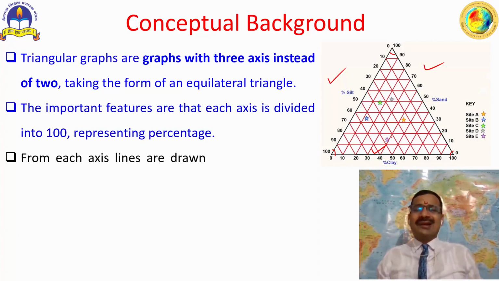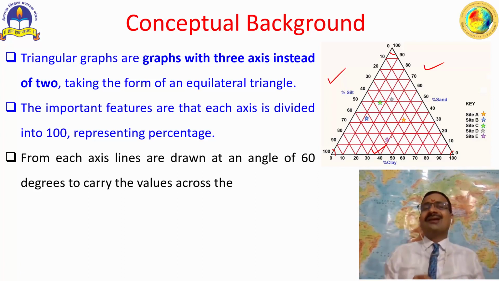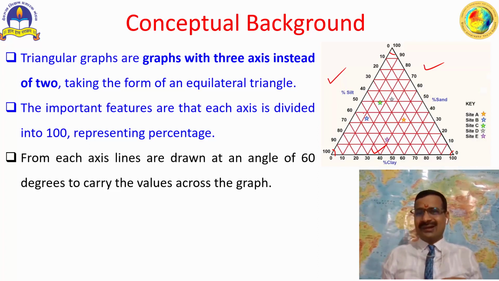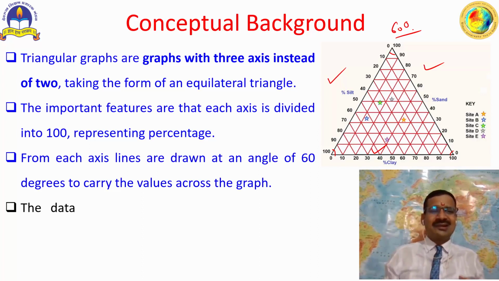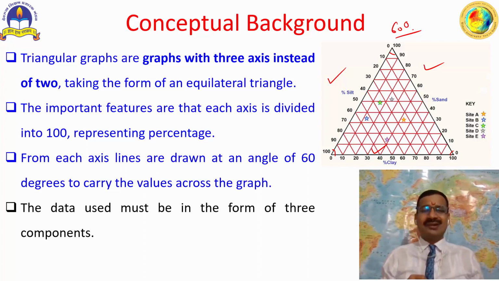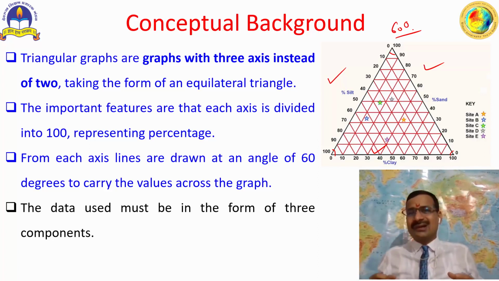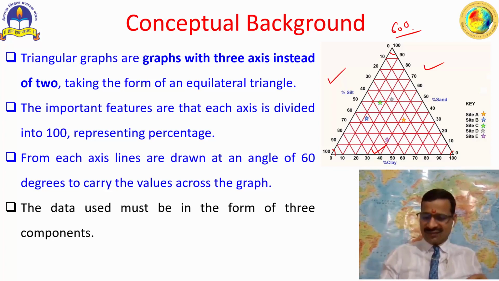From each axis, lines are drawn at an angle of 60 degrees to carry the values across the graph. I already explained that all these angles are of 60 degrees only, and we are going to draw a triangle by this method. The data used must be in the form of three components. When there are three interdependent components, at that time we can draw a triangular graph.